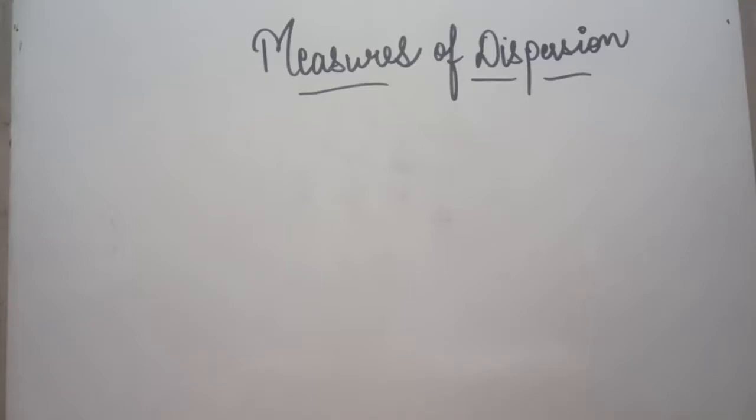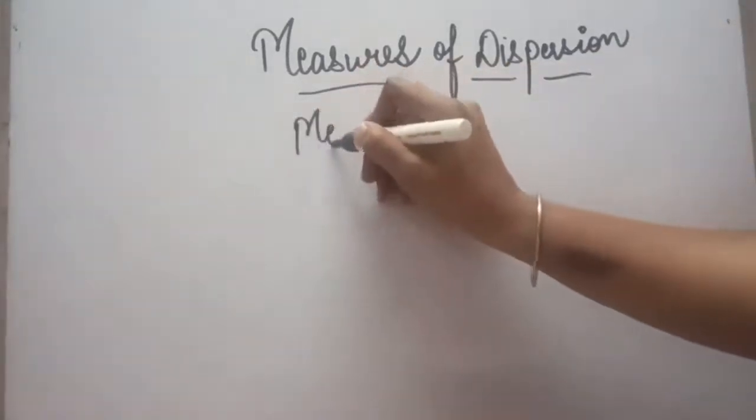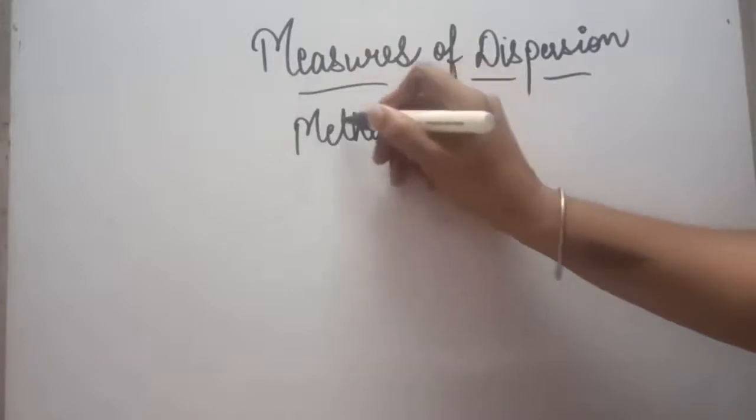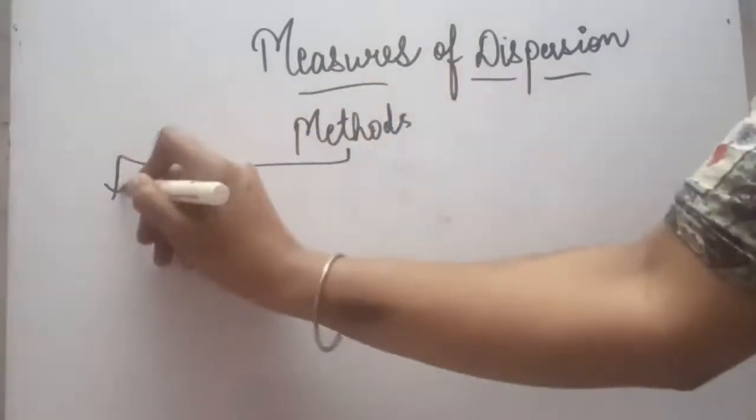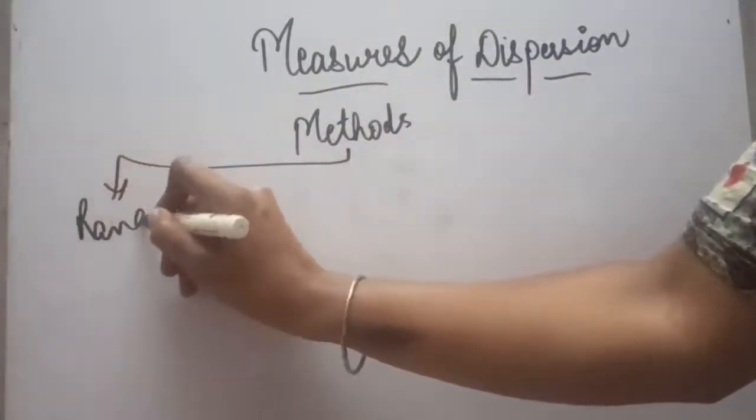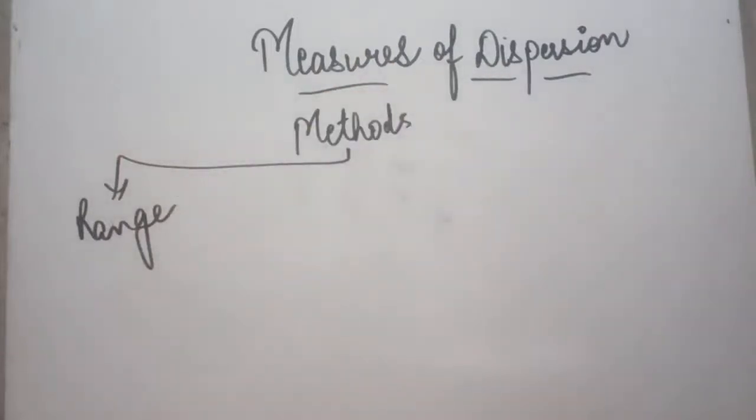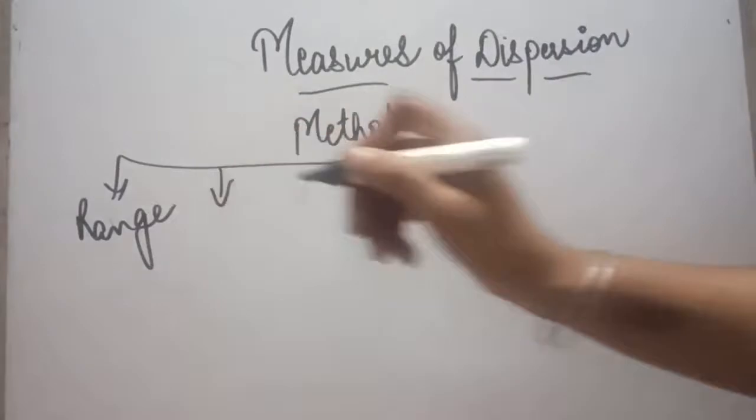Now we have different methods of studying the dispersions. Let us see those. Different methods to study the dispersion: first is range. Second is interquartile range.